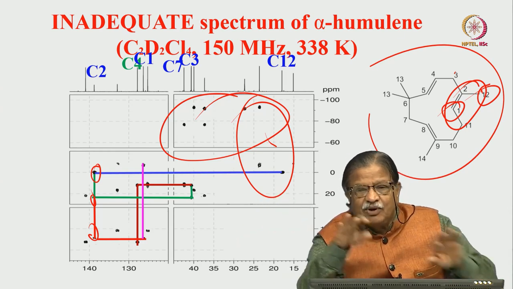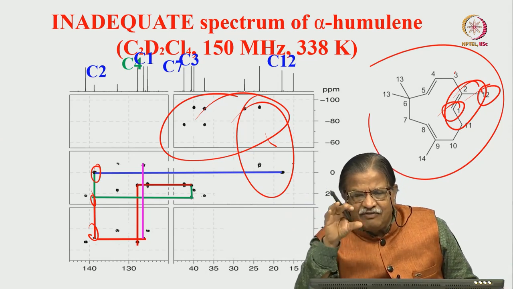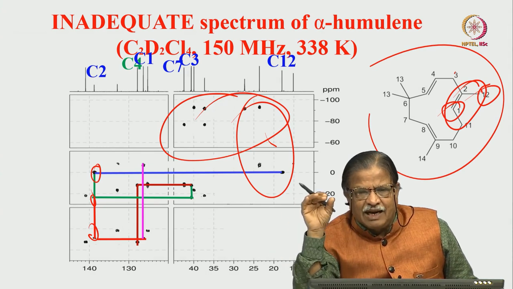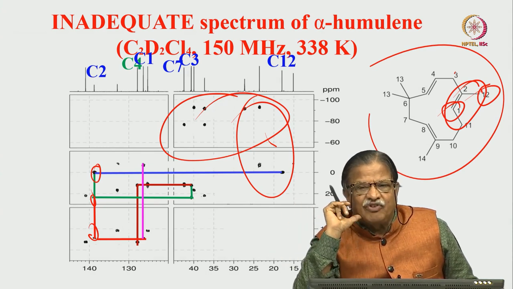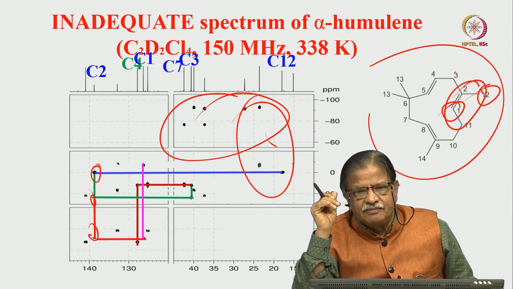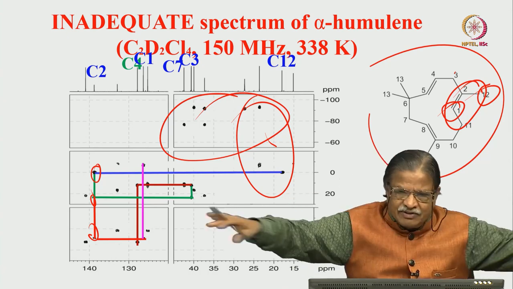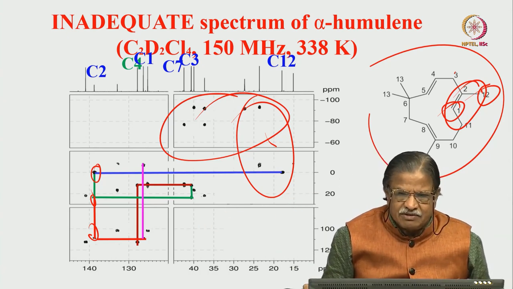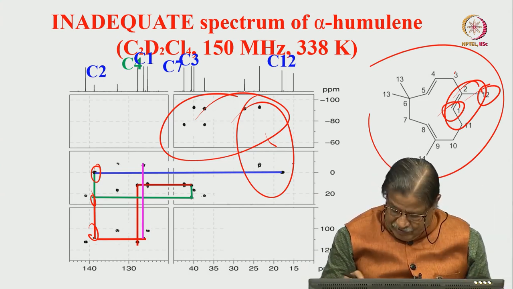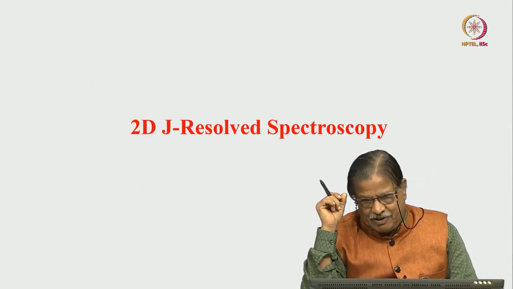In the correlation experiment, you don't separate the NMR parameters. You will identify which carbon is coupled to which proton, which proton is coupled to which proton, like that. You can correlate the chemical shift information. But if I want to separate out the interaction parameters of NMR, like chemical shift and J couplings, into two different dimensions, I can do that. That is called a resolved type experiment. So we will jump into another type of experiment called the 2D J resolved experiment.